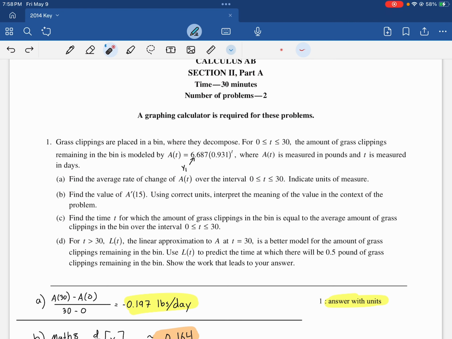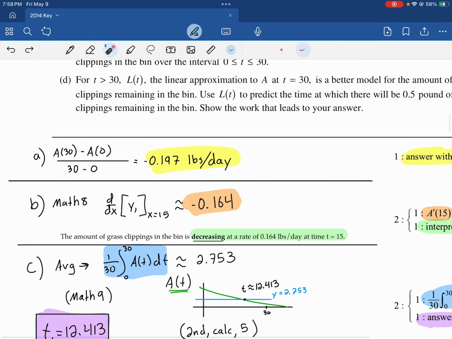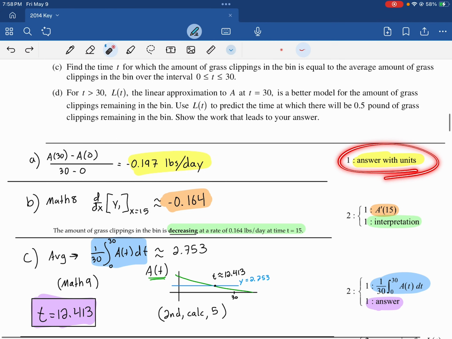Indicate units of measure. This is your average rate of change formula. If you want to type in something like y1 of 30 and it's stored as y1, you can just type this in one line in your calculator. You should get negative 0.197 pounds per day, and that's awarding 1 point.